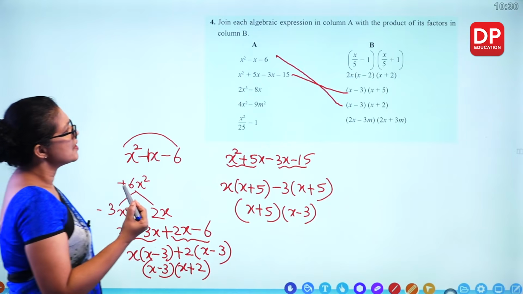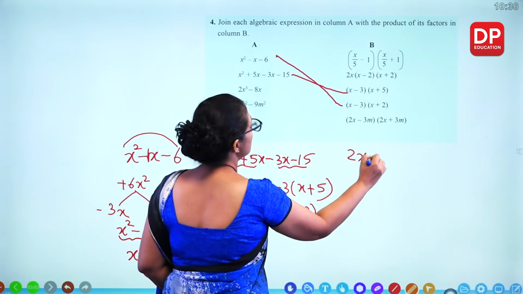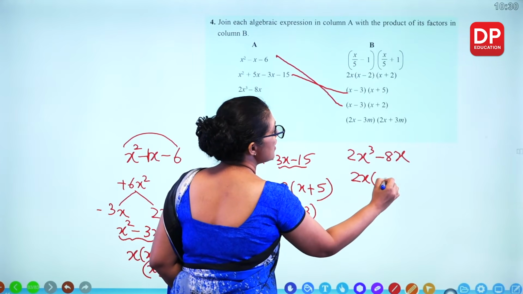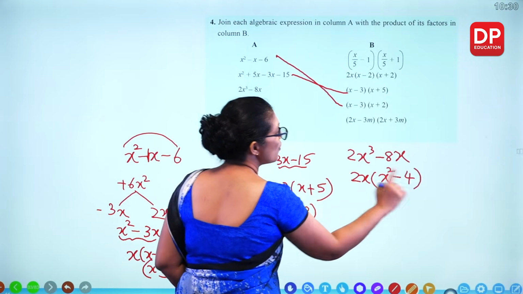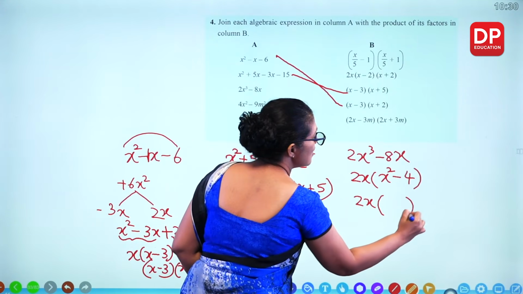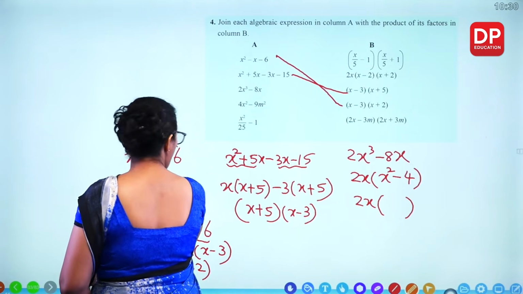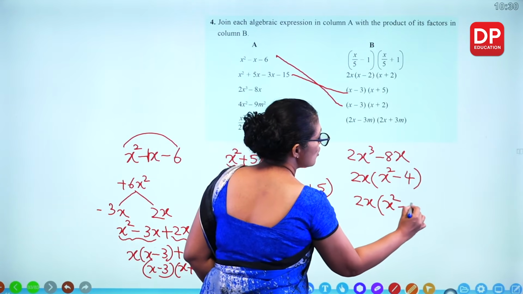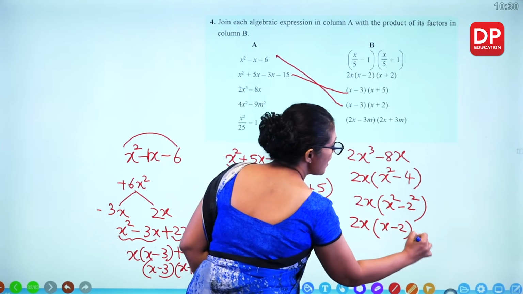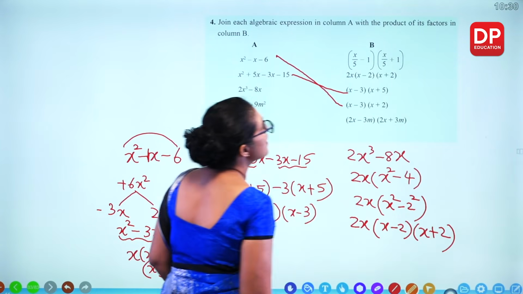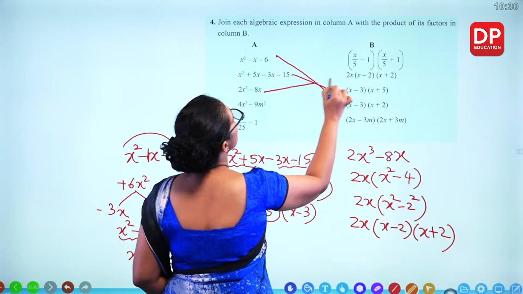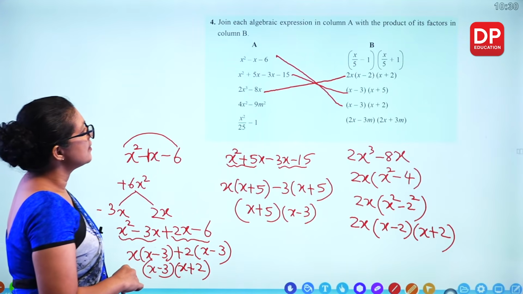This one, 2 terms. You can take common terms out first. 2x is common. When you take that, you get x squared minus 4. Now the difference between two square terms. So 2x is there, and you can write 4 as 2 squared. Now apply the difference between two squared terms, you get x plus 2 and x minus 2. Where's that? Here. So I can connect here.